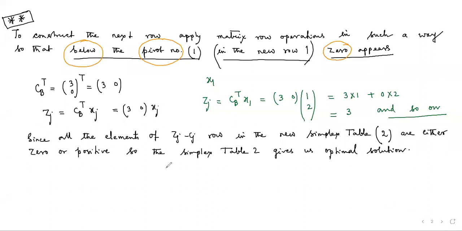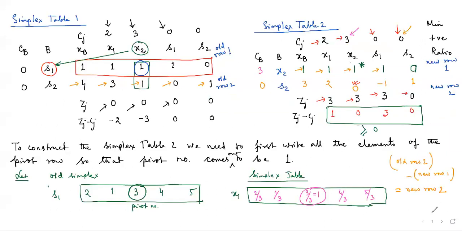And what is the optimal solution? Optimal solution means we have got our desired value of x1, our desired value of x2, our desired value of s1, and our desired value of s2. Now you see, in the basic variable column, just look at this column.